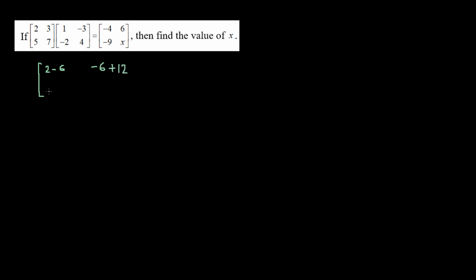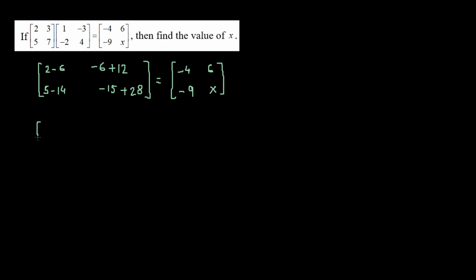Then for the third element, what we do is take the second row and multiply it to the first column. So we have 5 times 1 minus 14. Now we have negative 15 plus 28. So this matrix is equal to negative 4, 6, negative 9, x.